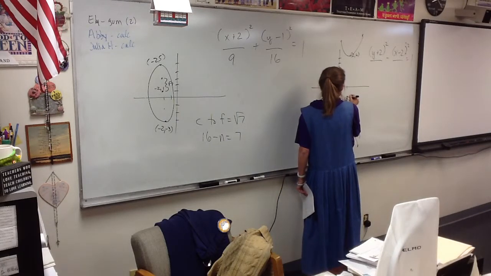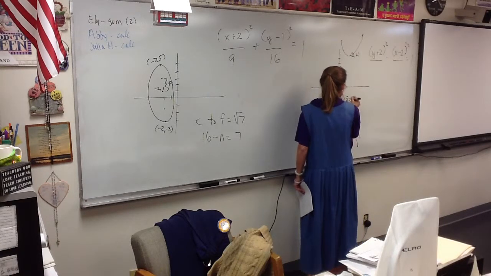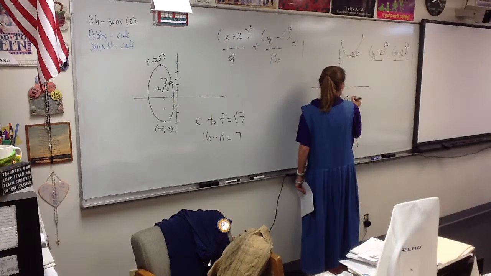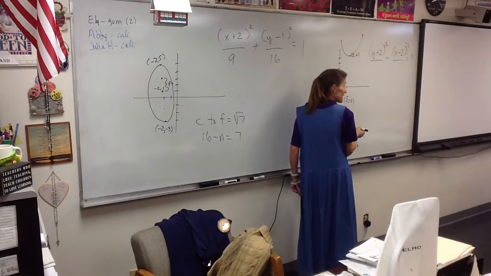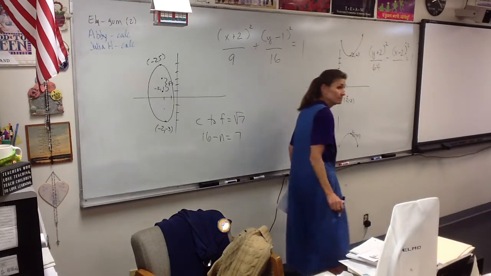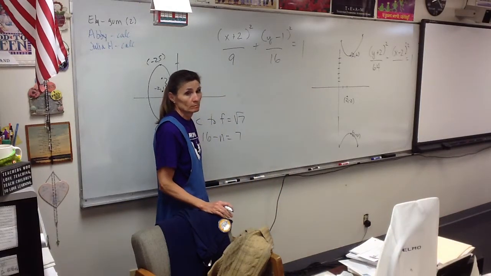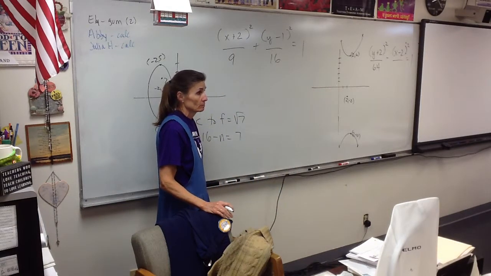How far is it up and down to plot those vertices? How far up and down are you going? 8. What does that tell you? 64 under y? Right?